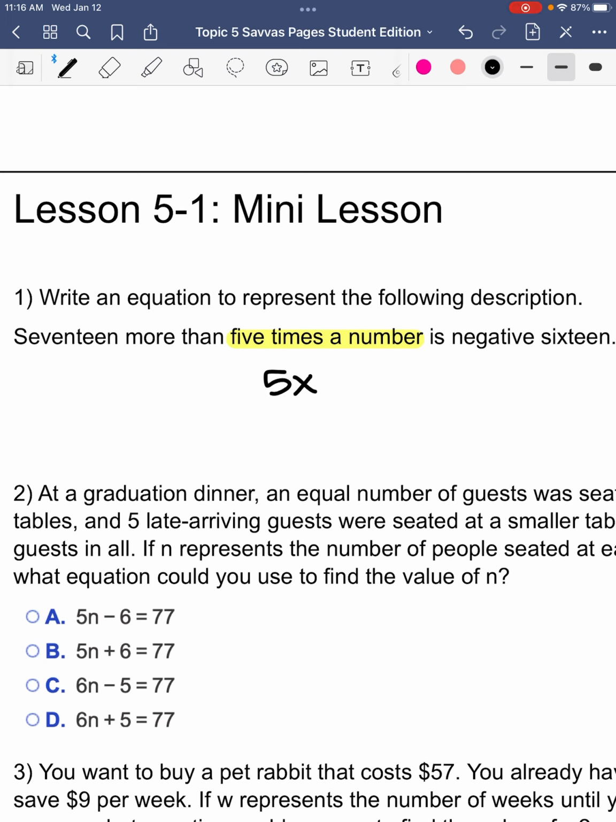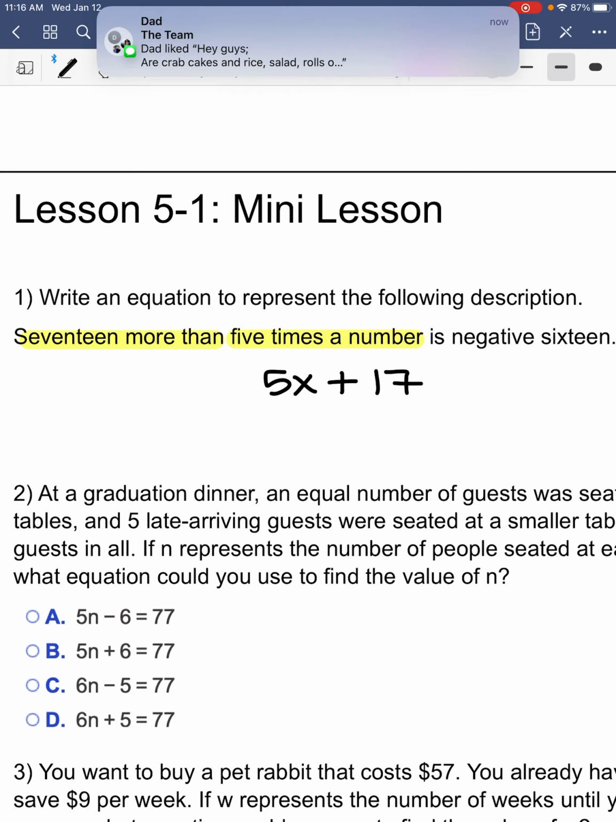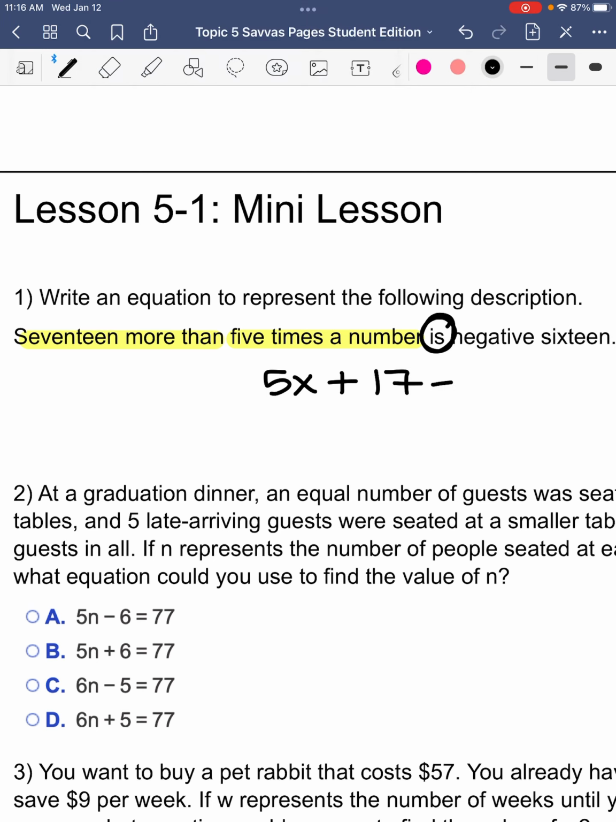Now I know I'm adding 17 more to that. So because it's 17 more than that, I'm going to add 17, so plus 17. And remember we talked about this word equals, or is, means equals. So equals, and it says negative 16, so negative 16. So there's my equation that represents this description: 5x plus 17 equals negative 16.